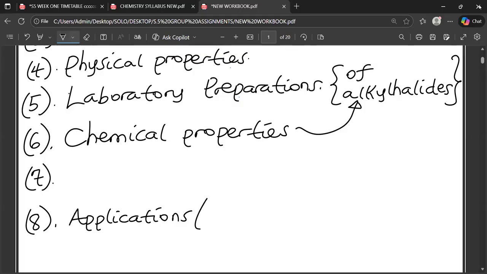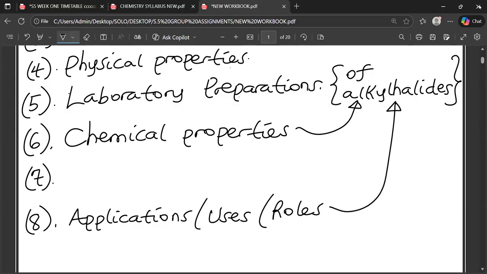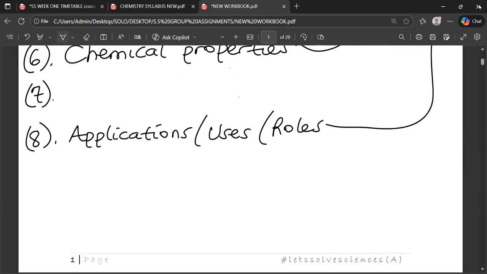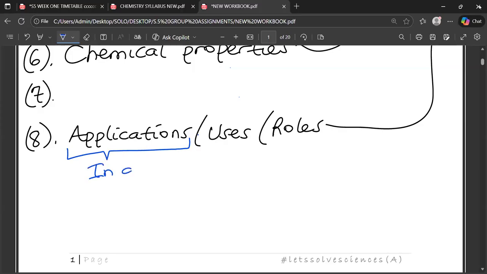So applications, what you people call uses. Yes. They always sometimes call them roles. Of course also of the alkyl halides. And I told you the moment they talk of roles, the moment they talk of uses, the moment they talk of applications, they are talking of daily life. So never forget that. So you should always think around daily life. So it is always application in daily life. Has anyone told me what we should put on 7?